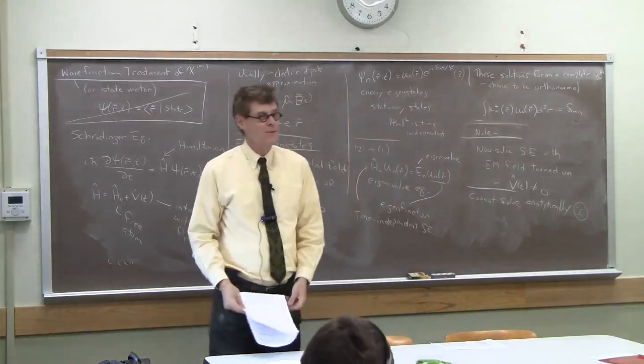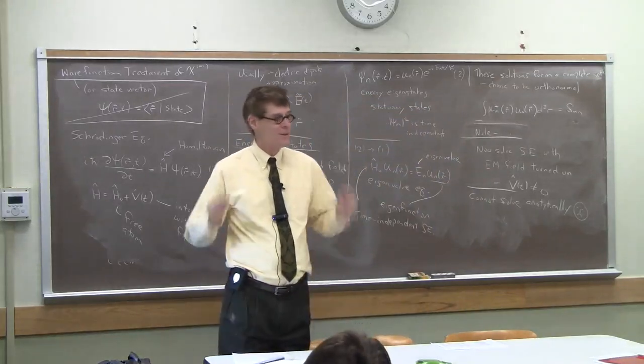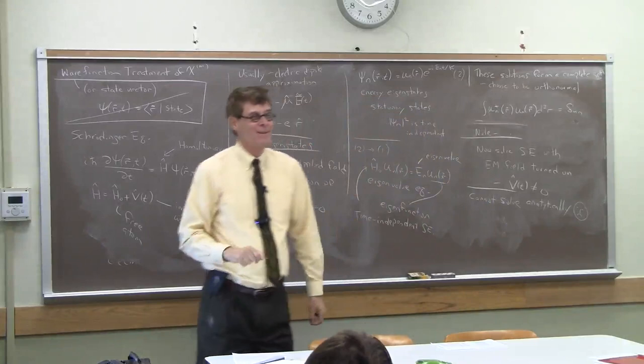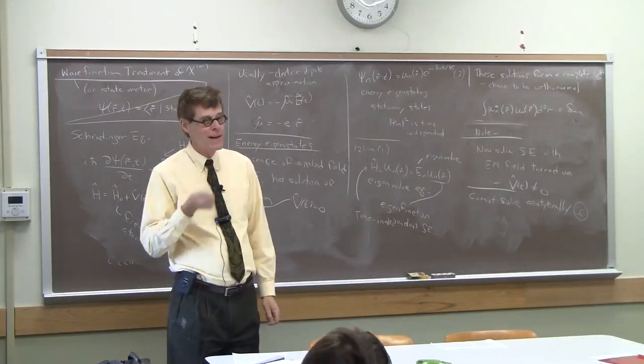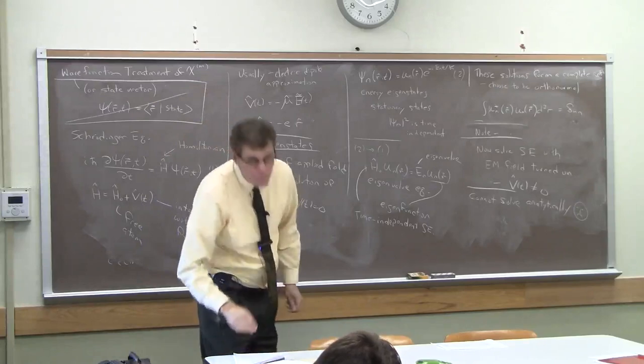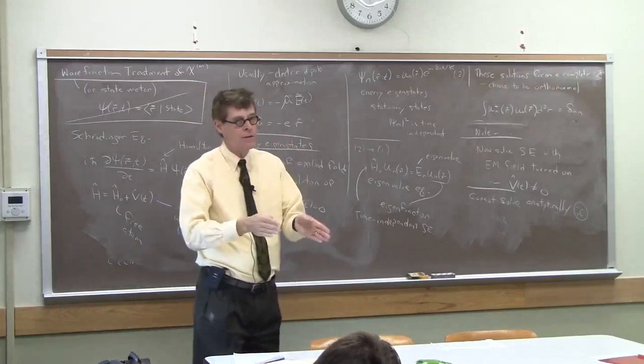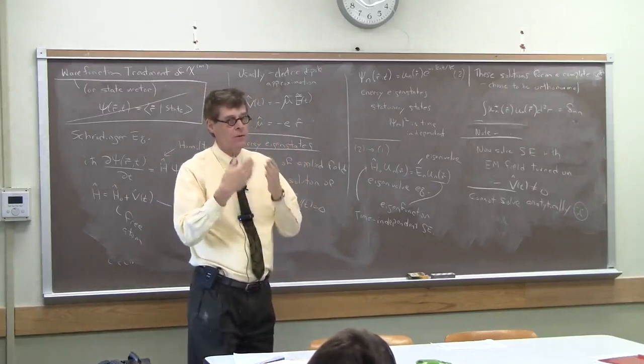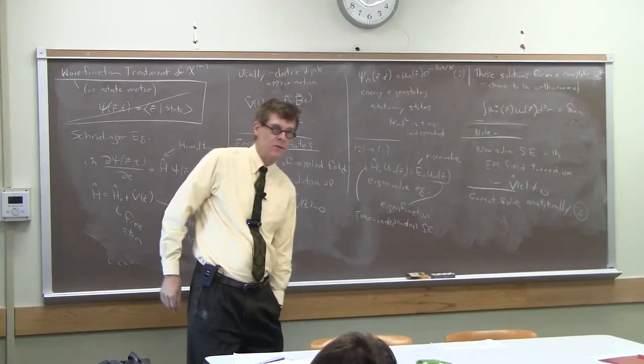We have Schrodinger's equation. That's good, but we can't solve it. So that is not a happy circumstance. You can't solve it exactly. So we have to use some approximation method in order to solve it.